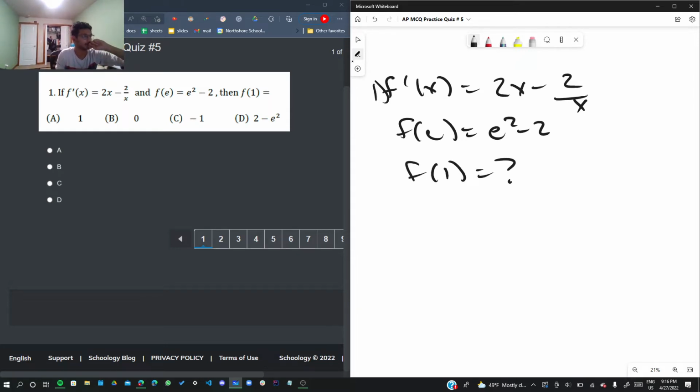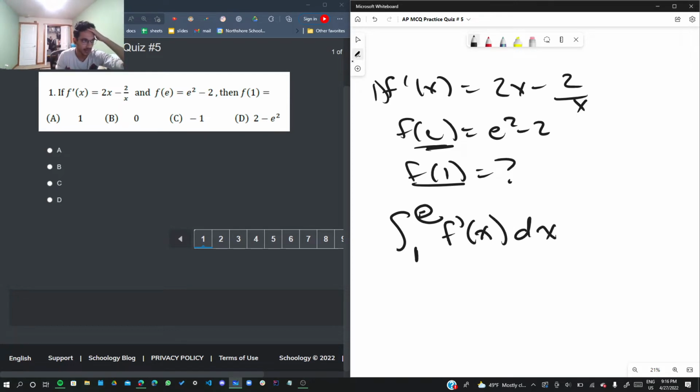Alright, I'm assuming this has to do with an integration problem. So you have f of e and f of 1. Based on the first fundamental theorem of calculus, the integral from 1 to e of f prime of x dx should be f of x from 1 to e. So that would be f of e minus f of 1, right?